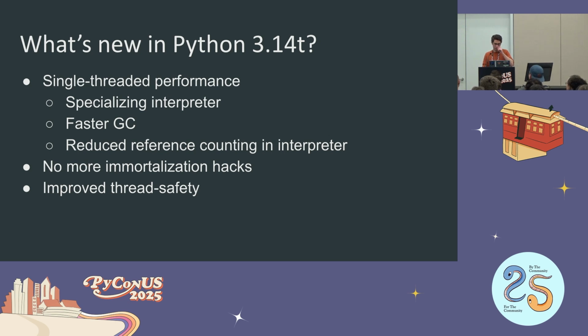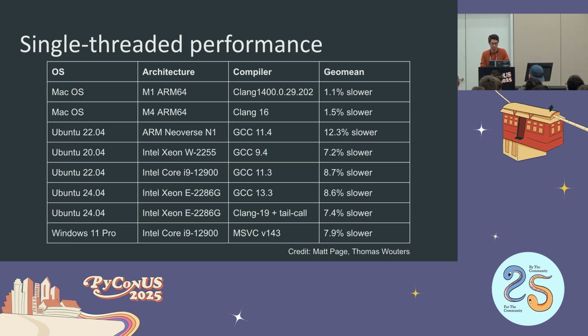We've also gotten rid of the temporary immortalization hacks in 3.13 with a proper implementation of deferred reference counting, which was implemented by Ken Jin. We fixed a number of thread safety bugs. Many of those were backported to 3.13. Overall, I think the 3.14 free-threaded build is in a really good state, and we're pretty confident in its design.